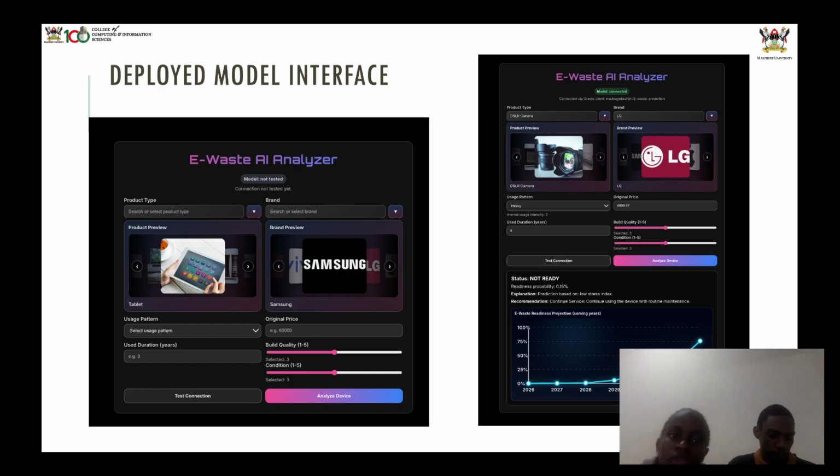results. So we first test if it's connected. Here we can see it is not tested, and here it shows connected. Then we input the different features of whatever device we are going to analyze. Then you analyze. Now this is what we got as our result. The device we were analyzing was a camera, an LG. We realized that it was not ready for disposal, but around 2032 it will be ready for disposal.